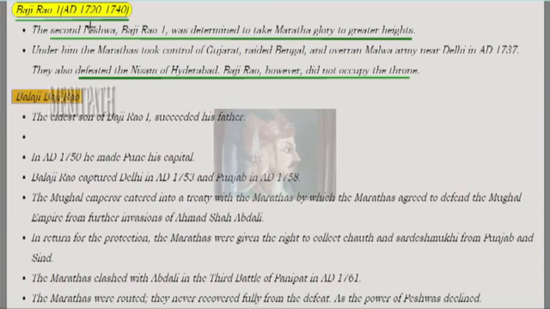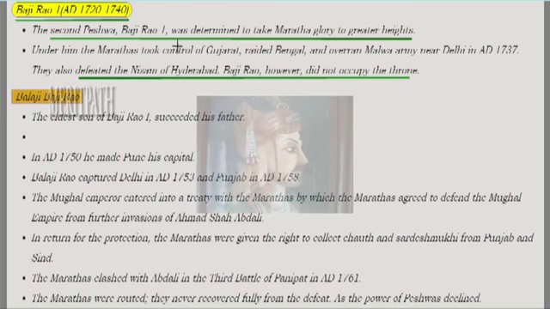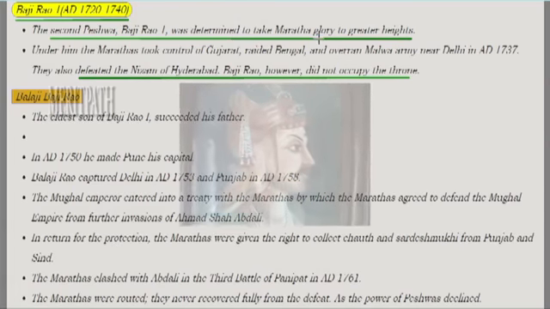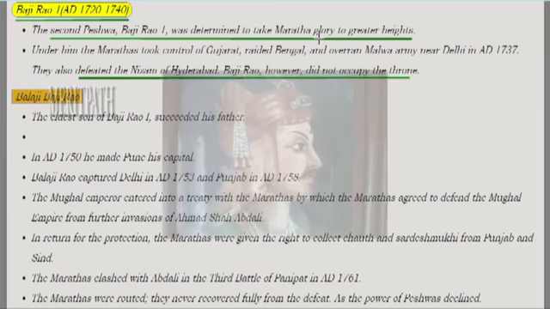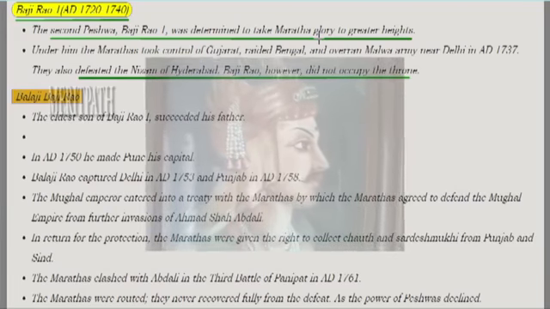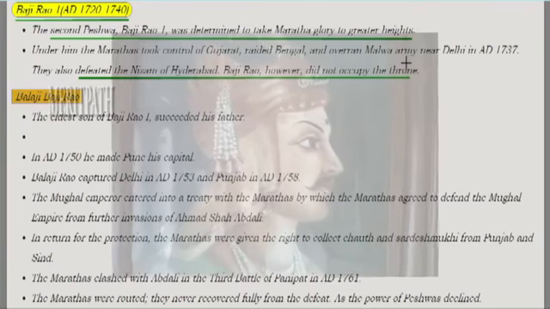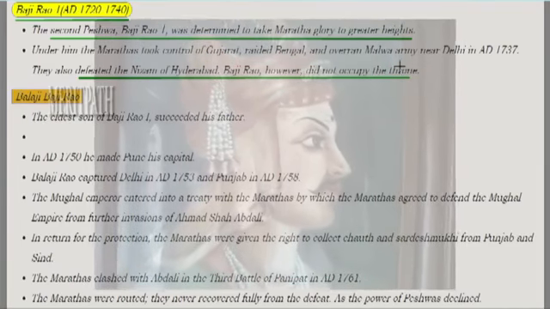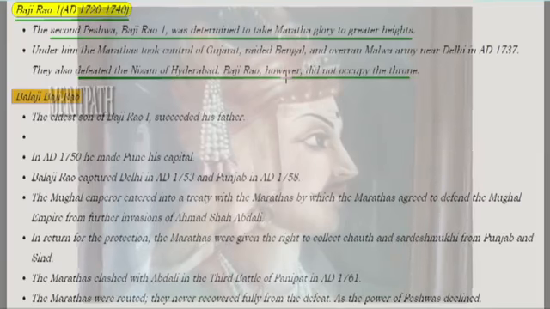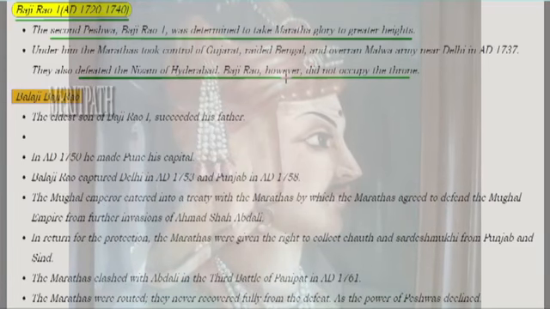Next was Baji Rao. He was the second Peshwa and he was determined to take the Maratha glory to greater heights. And he raided Gujarat, Bengal and Malwa, and reached an army near Delhi. They also defeated the Hyderabadi Nizam. But they did not take over the throne of the Hyderabadi Nizam.